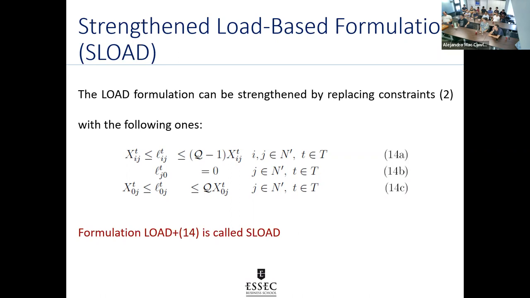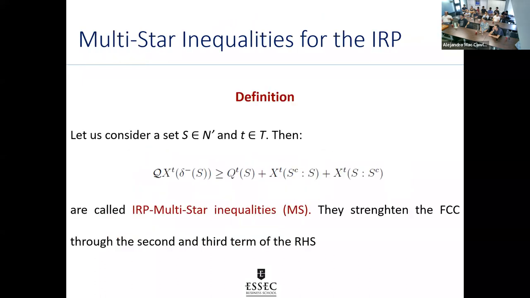And then we verified whether something similar could exist for the formulation with fractional capacity cuts, so with exponentially many constraints. And indeed, it exists. We defined what we call multi-star inequalities for the IRP. Why do we call them multi-star inequalities? Because there exist in the literature multi-star inequalities for the capacitated vehicle routing problem, but these inequalities have never been generalized to the IRP. What we did here was take these inequalities and generalize them to the IRP. And what you obtain are the inequalities that you see in this slide, which are nothing else than the fractional capacity cut that we have seen earlier, where the right-hand side is strengthened by the introduction of these two terms.